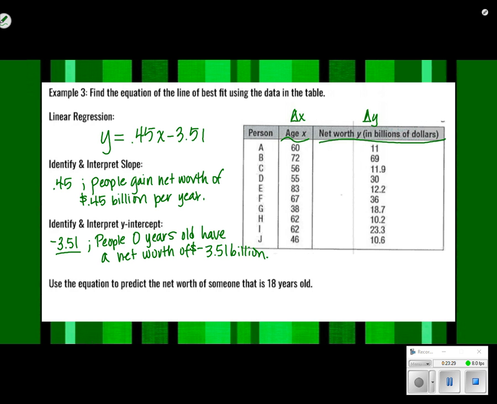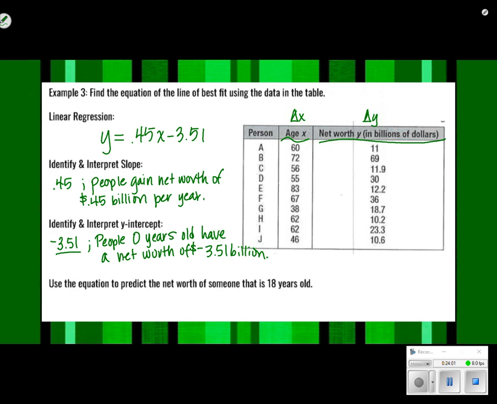So the whole idea is we're trying to state a relationship. We can come up with an equation and be able to interpret the slope based off of what the variables are representing. But does it always represent a nice, strong causation? Something causes this. As your age increases, your net worth in billions of dollars should increase, that kind of thing. That's something to talk about later.